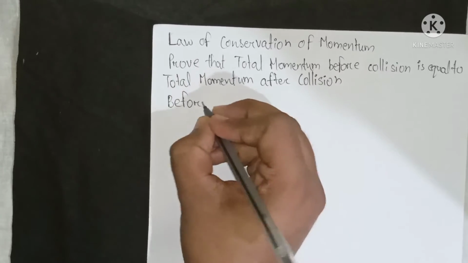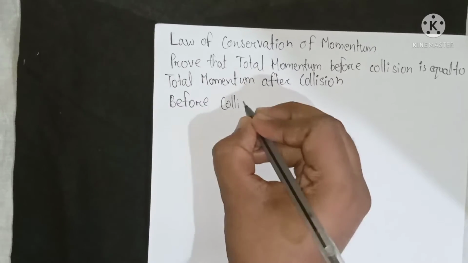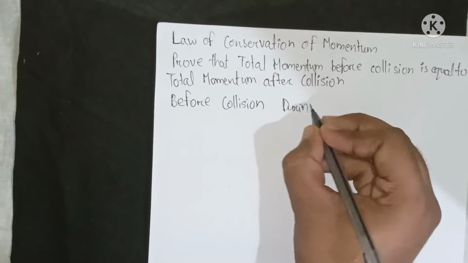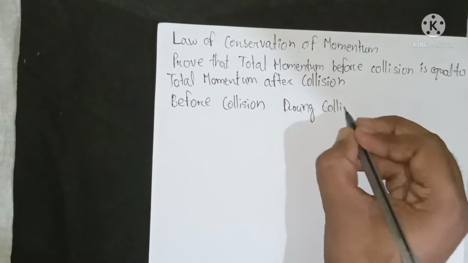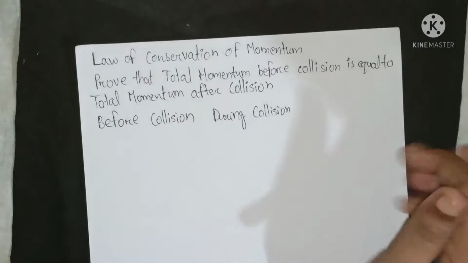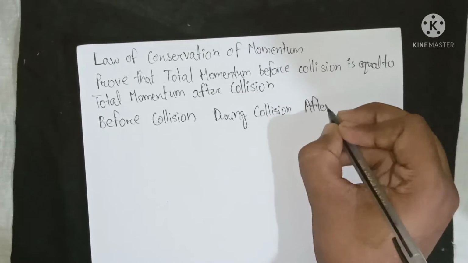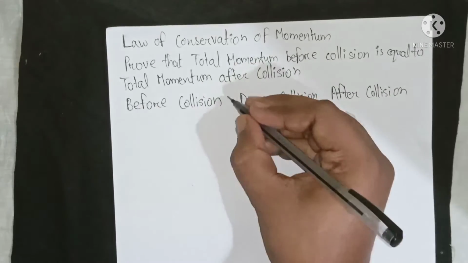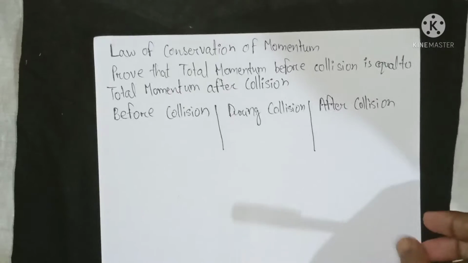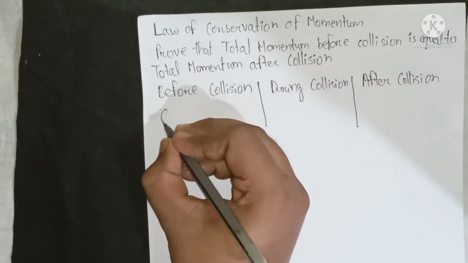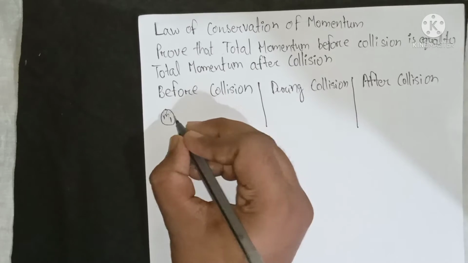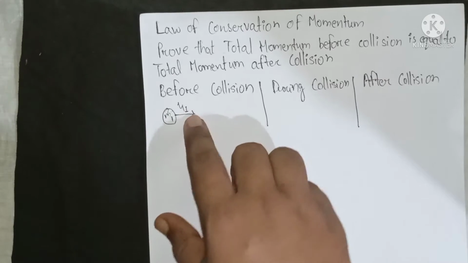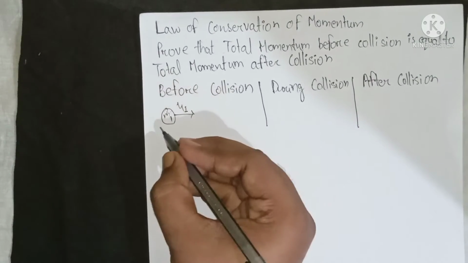The first column will be before collision, then we write during collision, and after that we will write after collision. After that we will make some columns. Here we have an object m1 with some initial velocity u1. We are depicting an object with m1 and initial velocity u1, and we will name that object A.